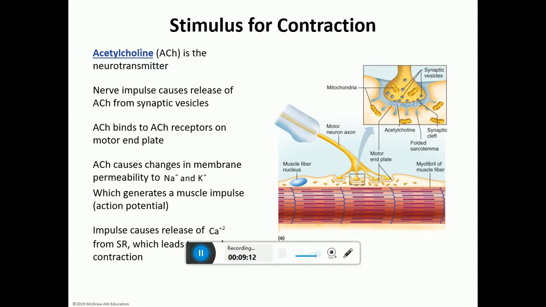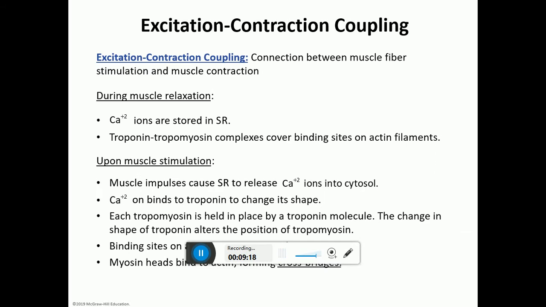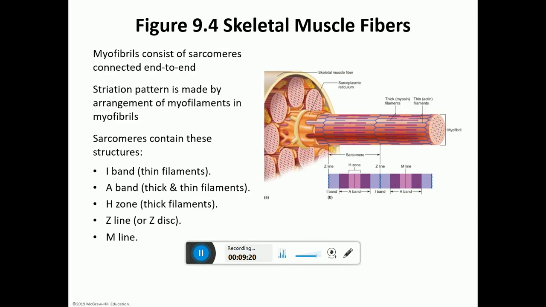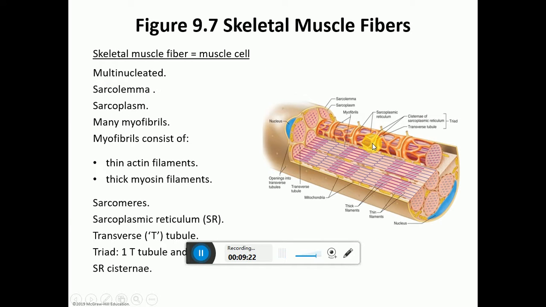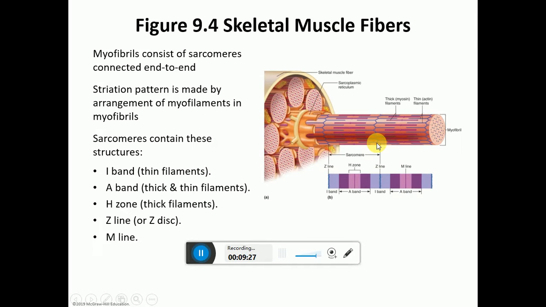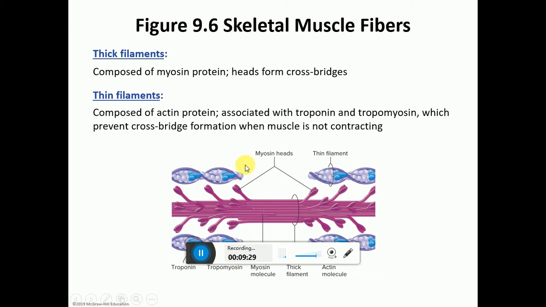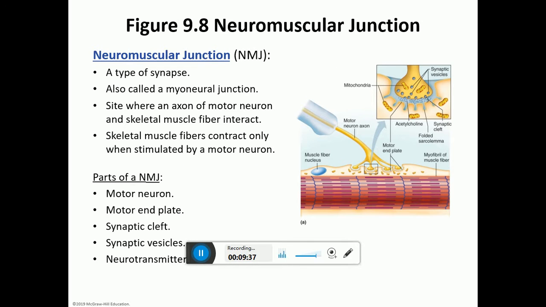Now that the action potential is in the muscle, remember the sarcoplasmic reticulum that we talked about. So I'm just going to go back a couple of slides to take a look at it. So the calcium will be released from that sarcoplasmic reticulum. Calcium will attach to troponin, and troponin and tropomyosin are going to move out of the way, and that will lead to the very first steps of muscle contraction.